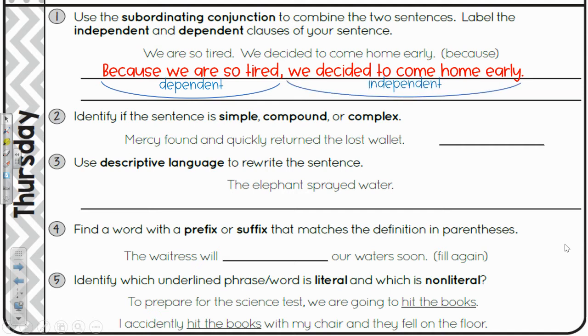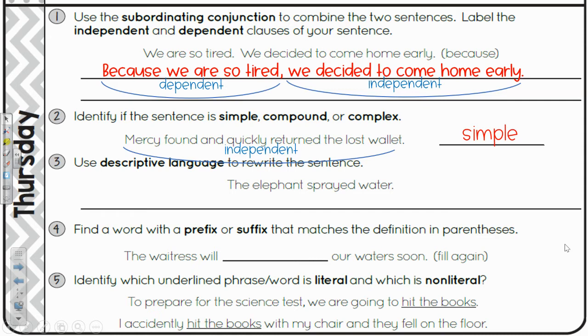Number two, identify if the sentence is simple, compound, or complex. Well, the sentence says, Mercy found and quickly returned the lost wallet. Now, although that's a little bit of a lengthy sentence, ask yourself, does it have those three ingredients of a compound sentence that we talked about? I don't see a comma at all, do you? So therefore, it can't be a compound sentence. That is one independent clause. So therefore, when you only have one independent clause, that's actually a simple sentence.